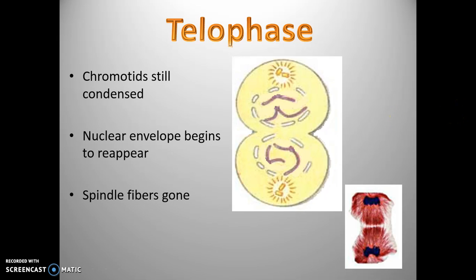Spindle fibers are gone. They have broken apart into the cell. And your centrioles pair back up. They go back to looking like they're doing nothing for a while. Okay, and the cell is starting to pull apart. So during telophase, it's really easy to recognize because it kind of looks like a peanut, or I say it kind of looks like a butt during telophase.